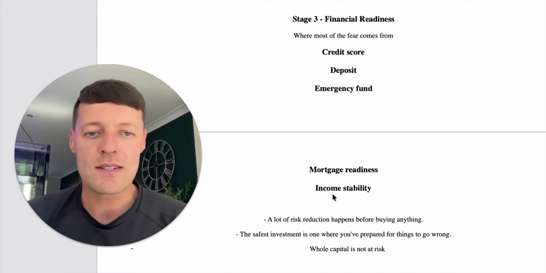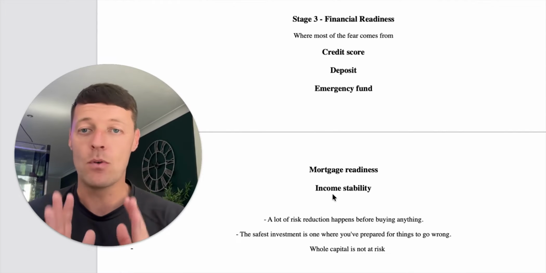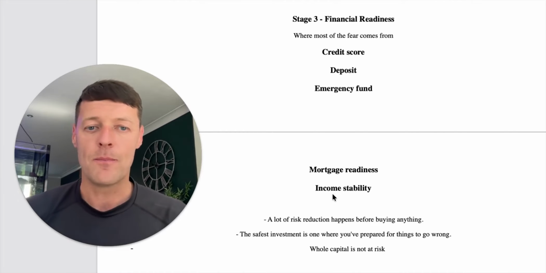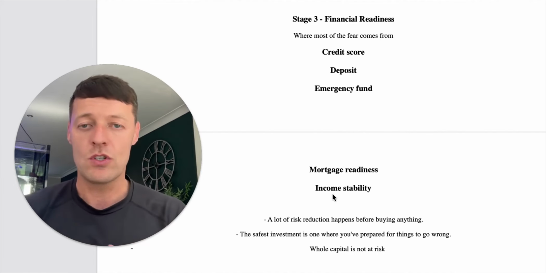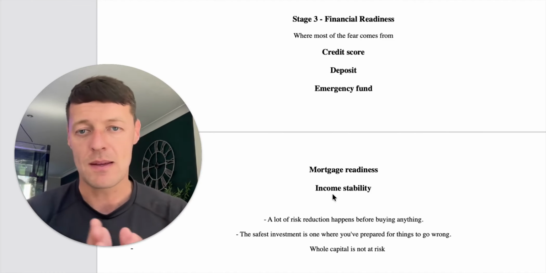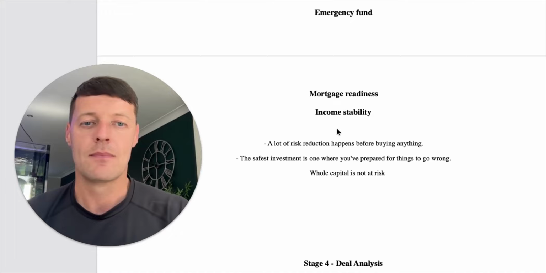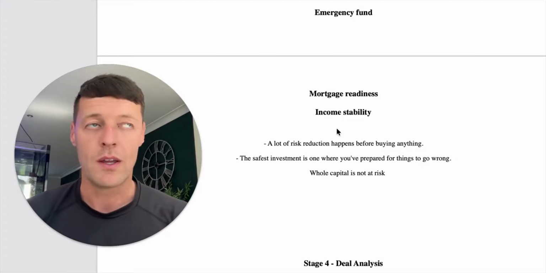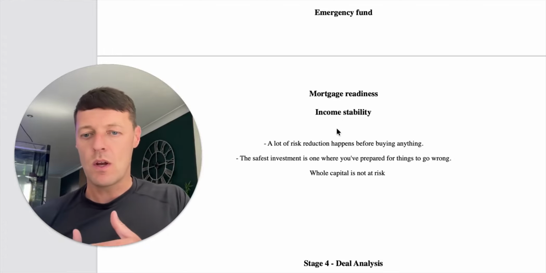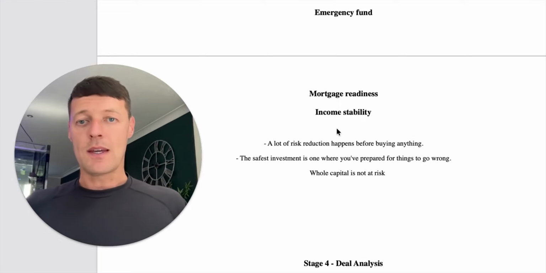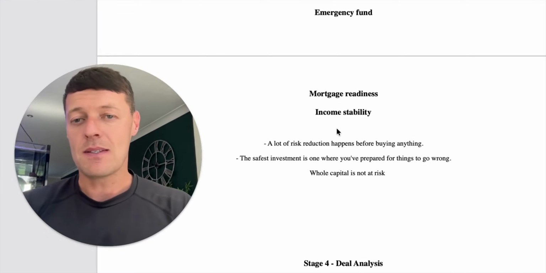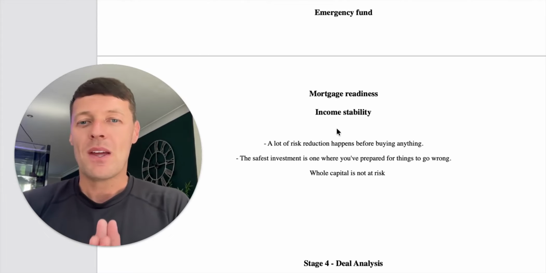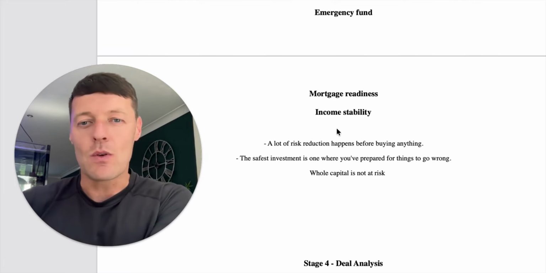Okay, so a lot of risk reduction happens before buying anything. And that's the whole point, the whole key to this video is reducing your risk, reducing your fear factor before you commit and buy your first buy to let. Now, the safest investment is one where you've prepared for things to go wrong. What I mean by this is if you know the different outcomes that can arise from your first investment, then you can prepare, you can put yourself in a better position knowing that, okay, if it goes well, this is where I'll be.